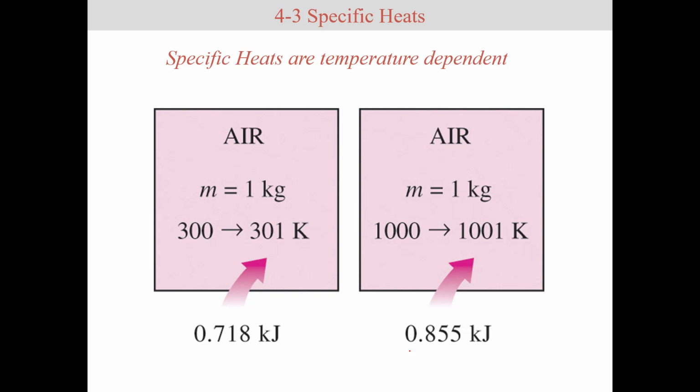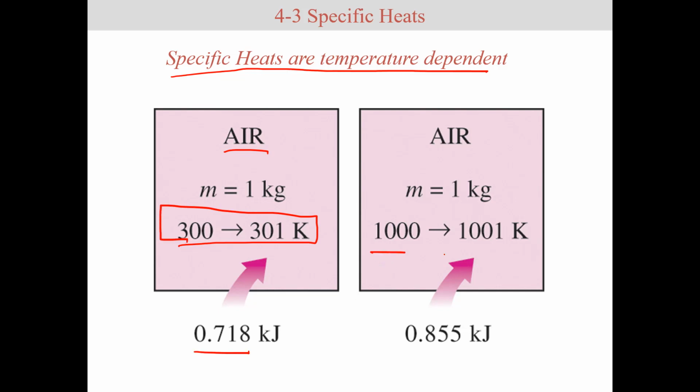Also, it's important to note, specific heats are temperature dependent. So as temperature changes, specific heat also changes. For example, for air, specific heat at 300 Kelvin is 0.718. At 1000 Kelvin, it's 0.855.